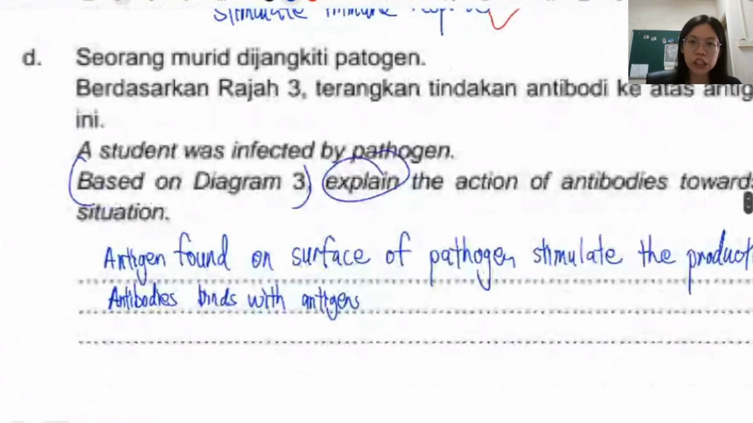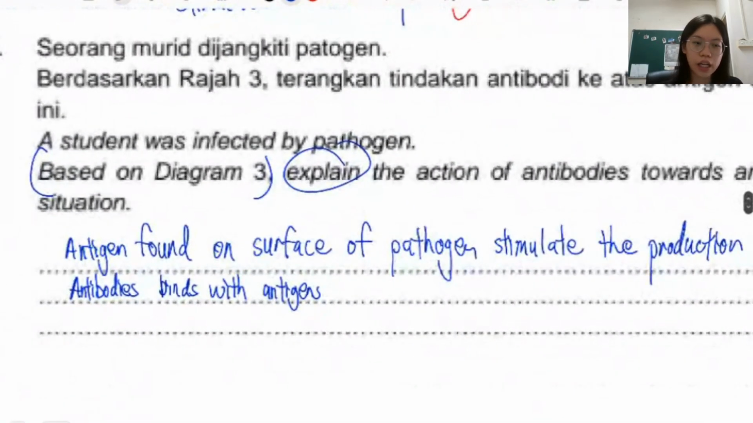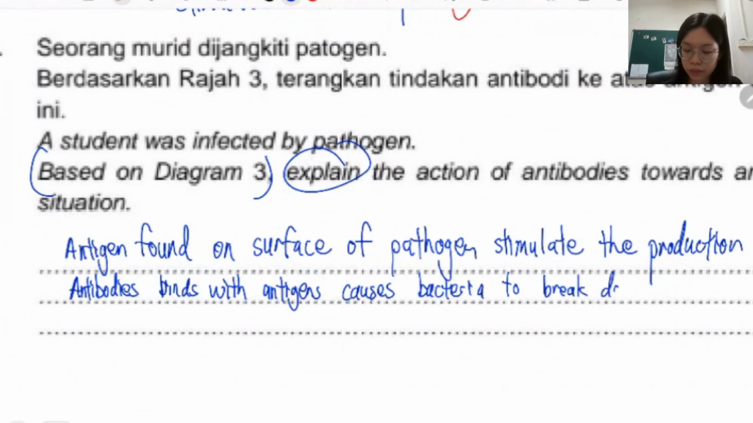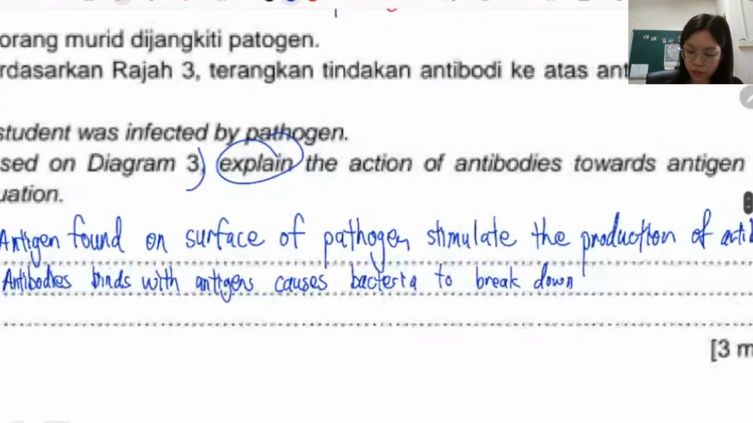So yeah, the diagram actually helps you a lot. It's like Bina Ayat, you see the action and then you write out the complete sentence lah. So causes bacteria to break down. But this is in a bio way, so a lot of students find it difficult to break down. Or you can say lysis. Lysis is also the meaning of breakdown occurring.